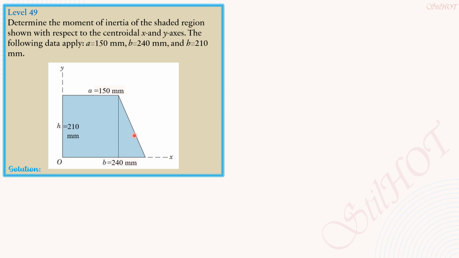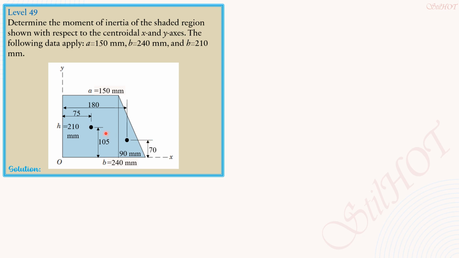So we divide it into two parts, the rectangle and this triangle here. This is the centroid of the rectangle, and the distance from the y-axis is half of 150, 75 mm as shown. Vertically from the x-axis, half of 210, 105 mm as shown. For the triangle, this is 240 minus 150, so 90 mm. So this is 1/3 of 90, which is 30. 30 plus 150, so 180. The distance of the centroid of the triangle from the y-axis is 180 mm. Then vertically from the x-axis, 1/3 of 210 is 70 mm as shown.